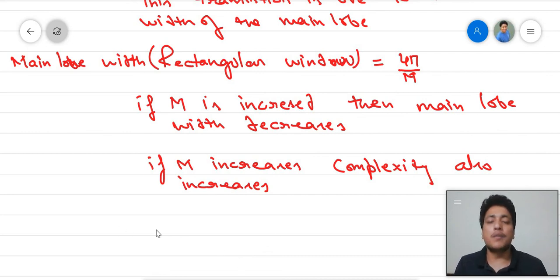Now it depends upon the application, what kind of application we are looking for. If our application requires very sharp transition, then we'll make M so large that the transition will be very sharp. If we can afford some kind of transition delay, then we can have M to be small or a moderate number such that our complexity cannot be so high.